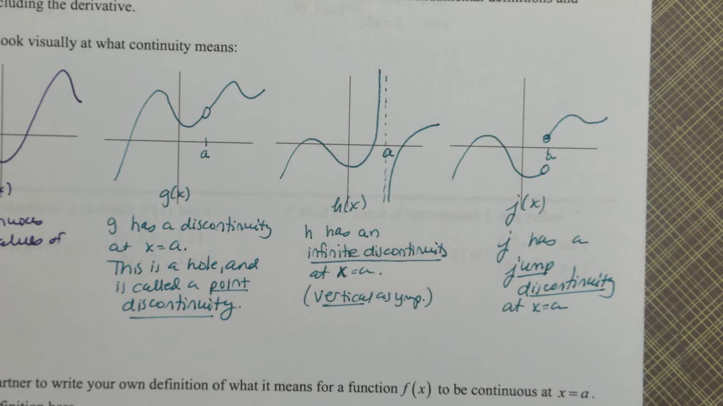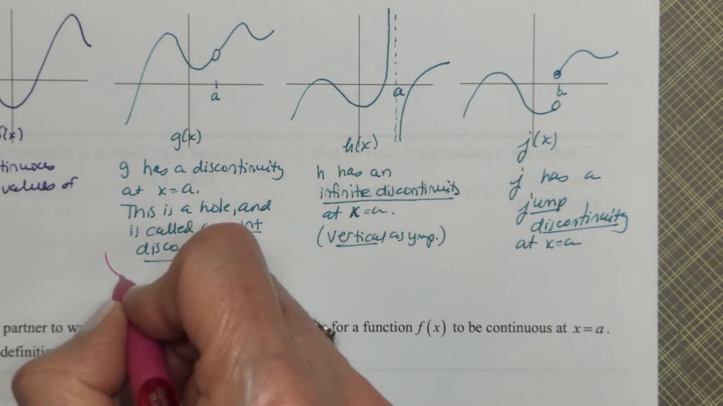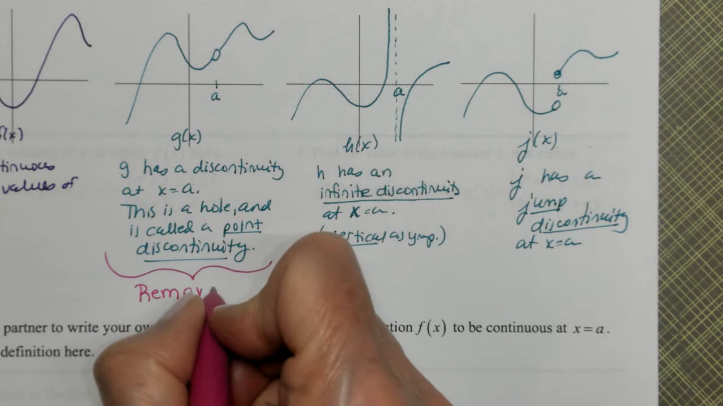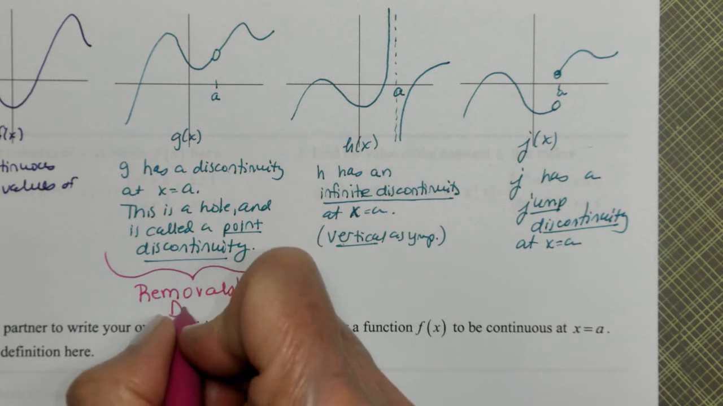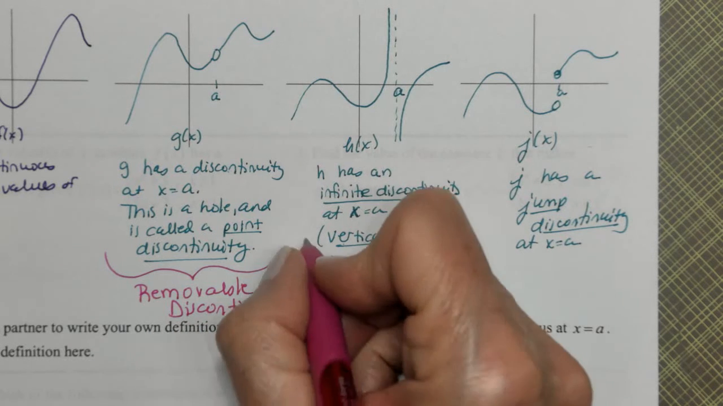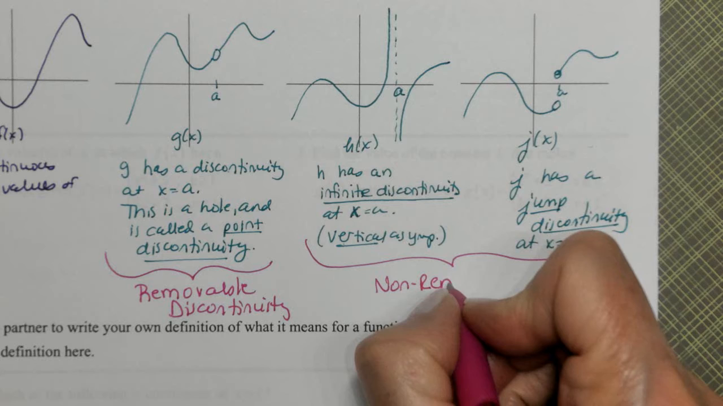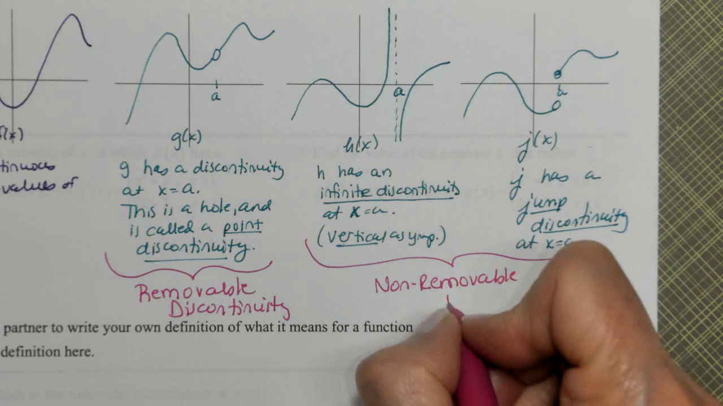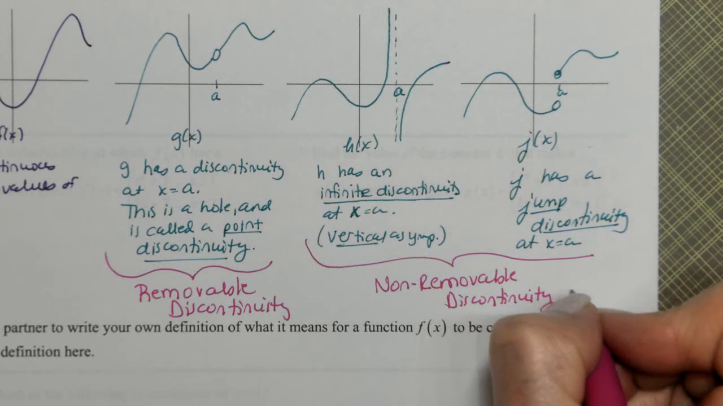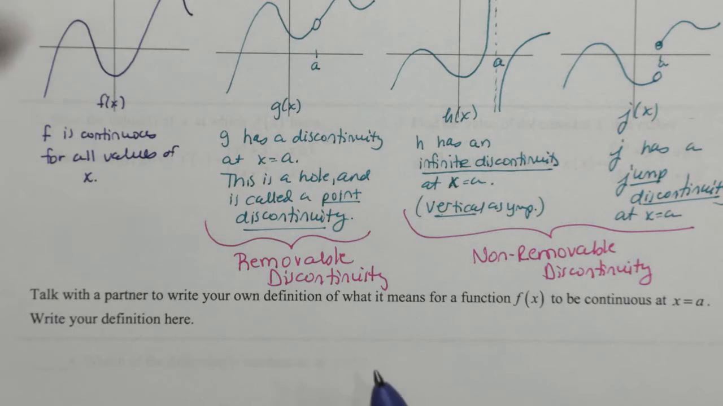Now a hole, or a point discontinuity, is a type of removable discontinuity. This is called removable, whereas these other two are non-removable. And of course, this one has no discontinuities at all.